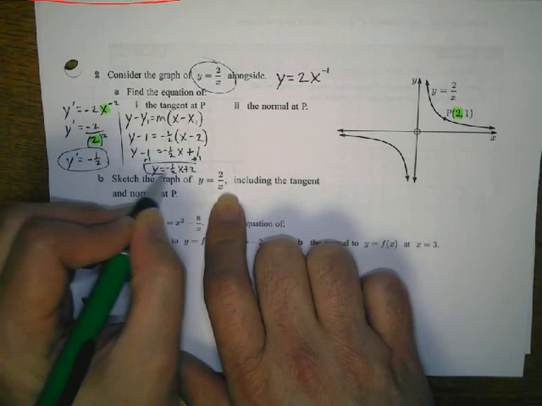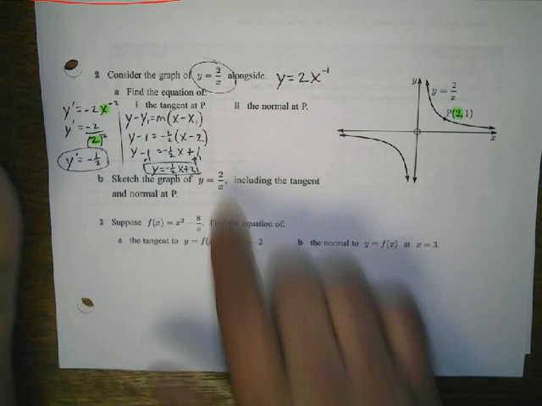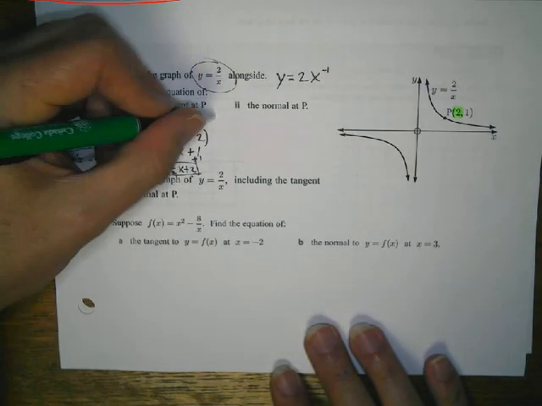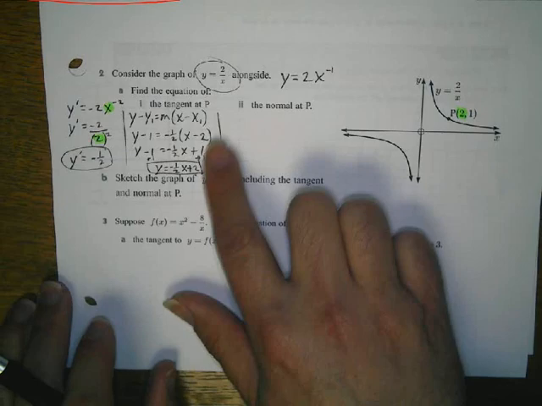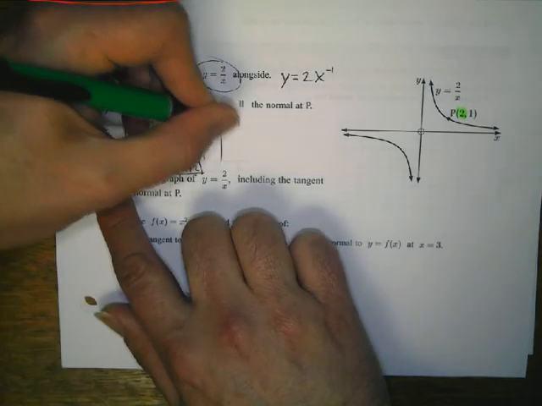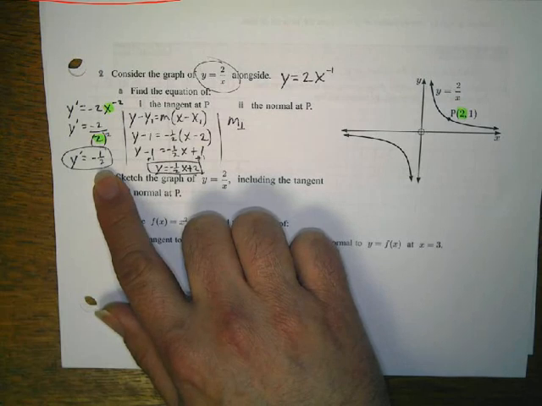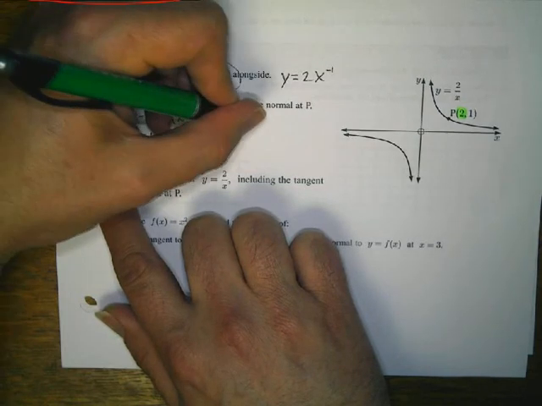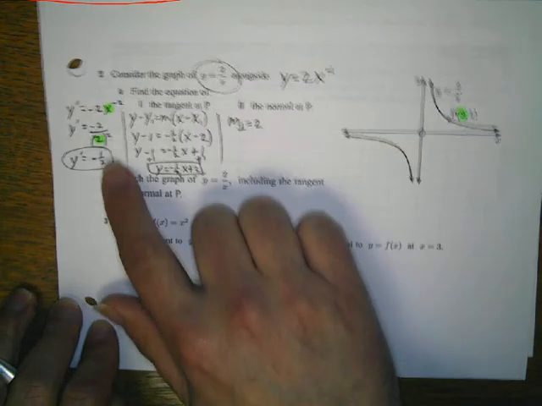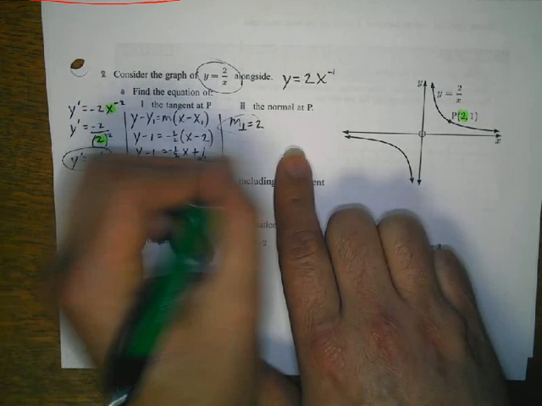I'm sorry I did not put more space there to solve this. Okay, now the normal, same process, except I'm going to take the perpendicular slope, which is equal to 2. Changes the sign to positive, and the reciprocal of 1/2 is 2. So I'm going to use that.